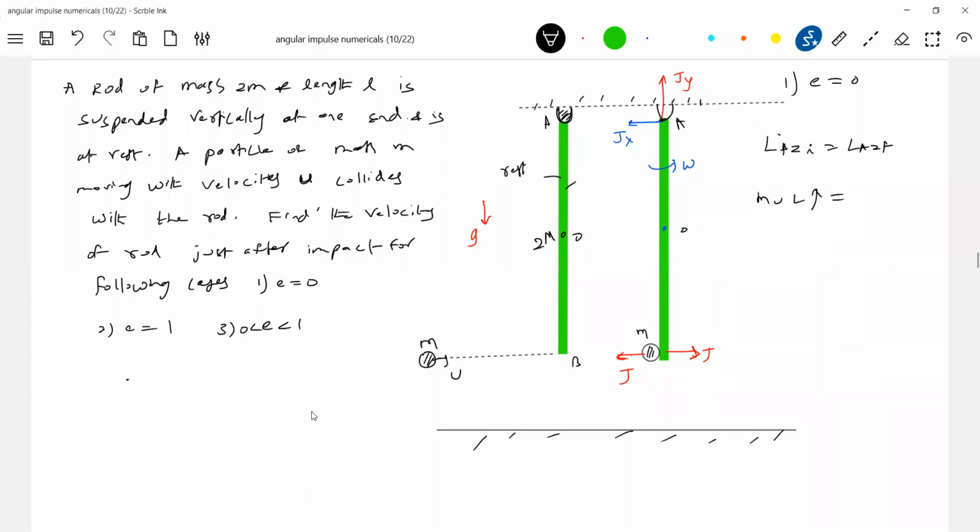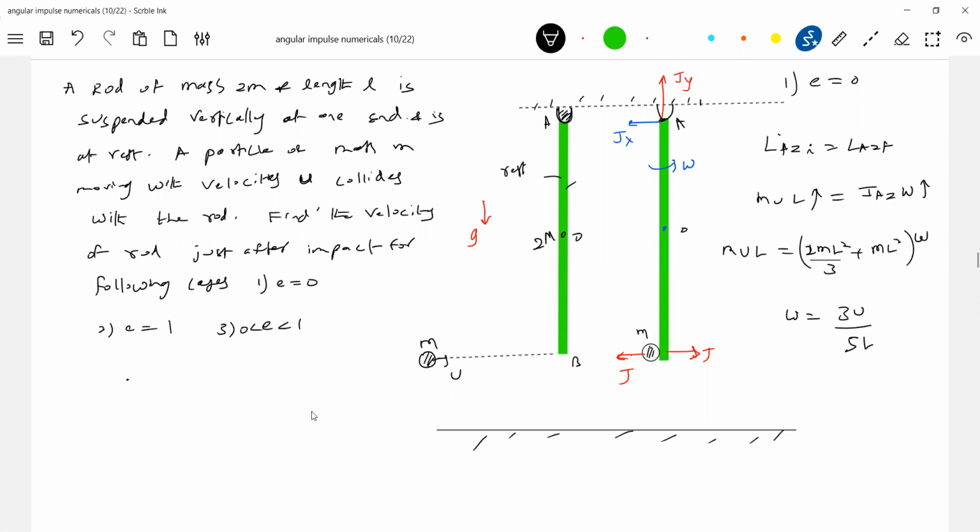Next, the final angular momentum of the system is I_AZ into omega. What is I_AZ? It is the moment of inertia of the rod, 2m L squared by 3, plus the moment of inertia of the particle, m L squared, into omega. So I got the omega. Omega is equal to how much? 3u by 5L. What about the sense of this? Anti-clockwise, as shown in the diagram.